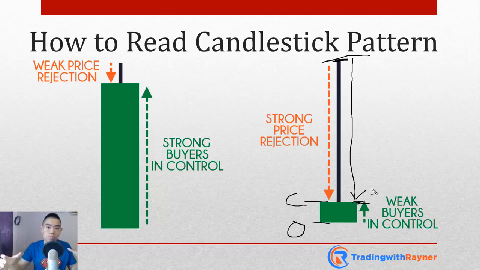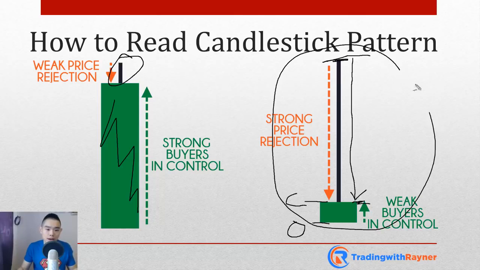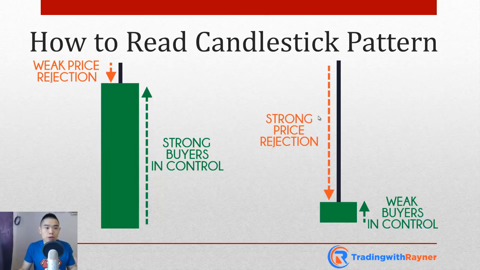Okay, so I also want you to pay attention to these three things. Number one is the body. Number two is the wick. And number three is the body relative to the wick, the size of the body relative to the wick. Usually, if the wick is much longer than the body, it's a sign of price rejection. Okay, so this is how you read candlestick patterns. Just three components: the body, the wick, and the body relative to the wick.